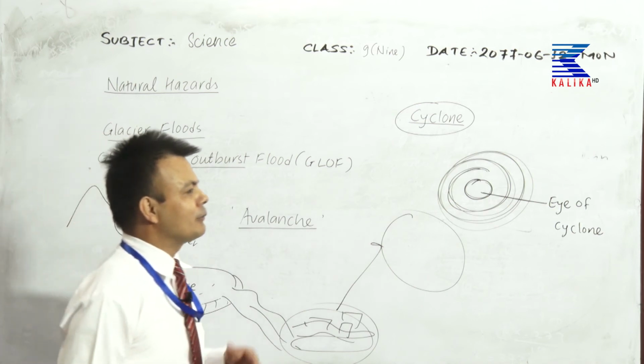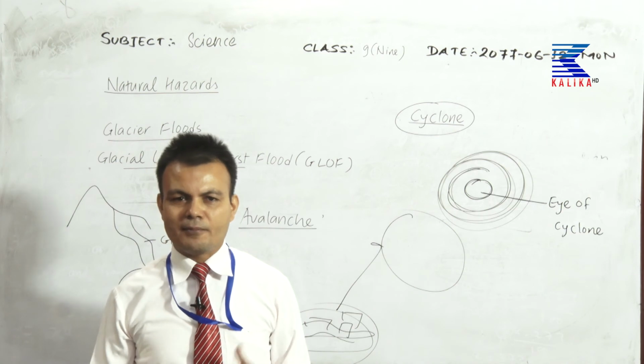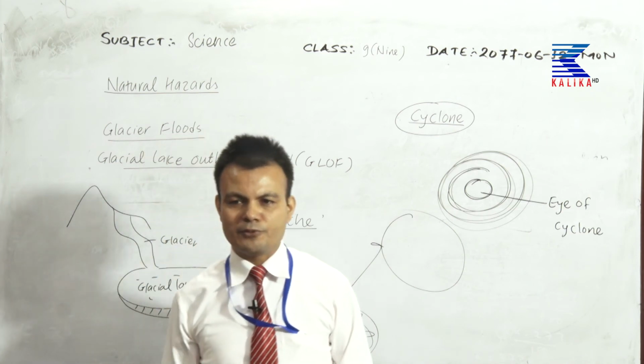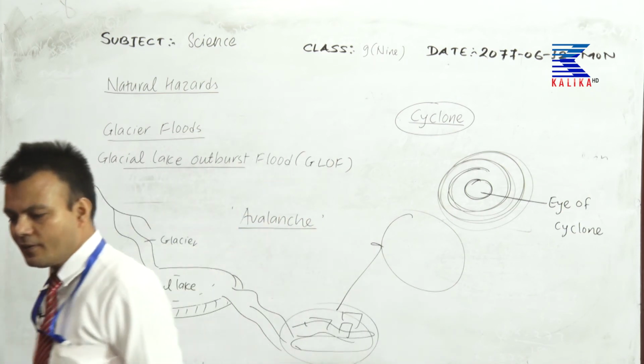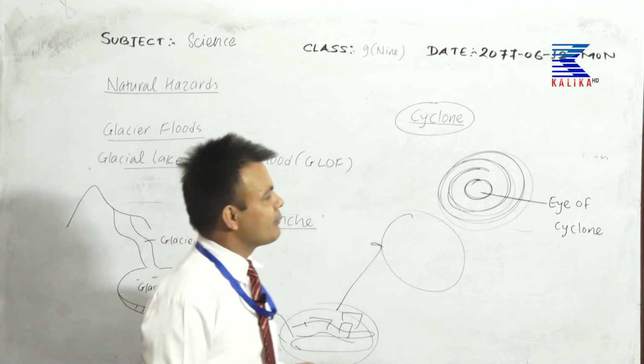So when a cyclone enters a human settlement or coastal area, it may damage infrastructure, kill people, and destroy plants. So it's a natural hazard. It's devastating. So have a look on the screen.